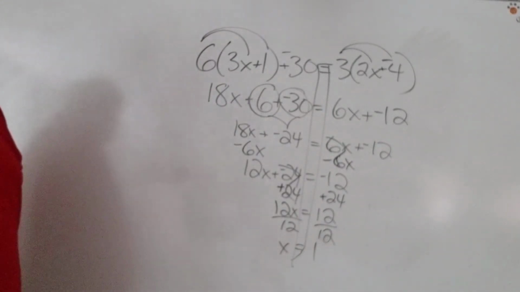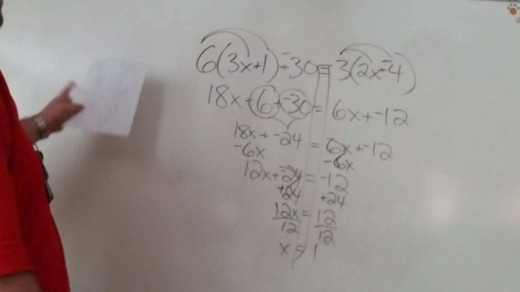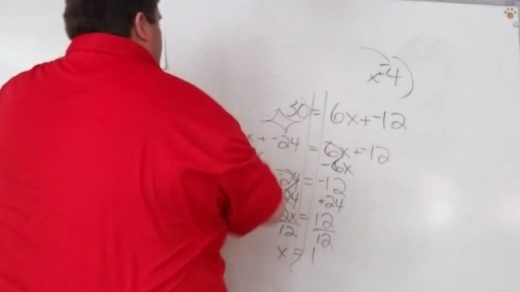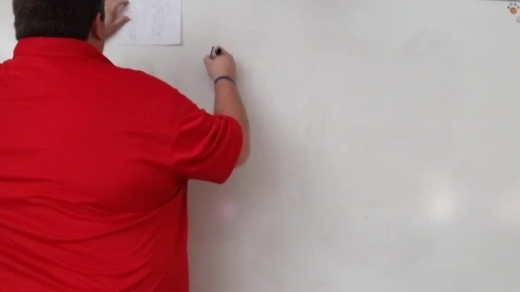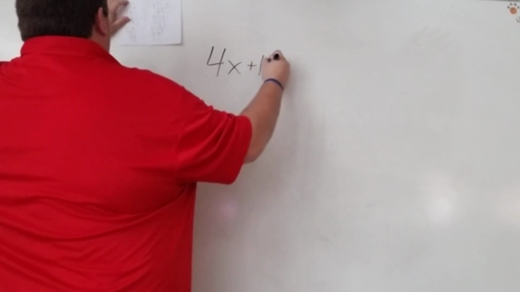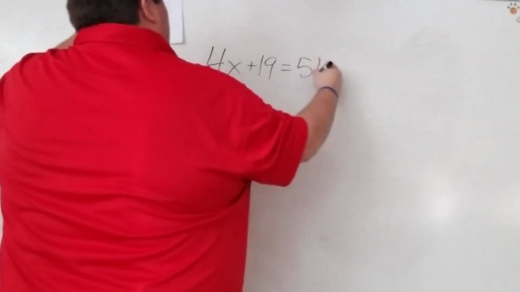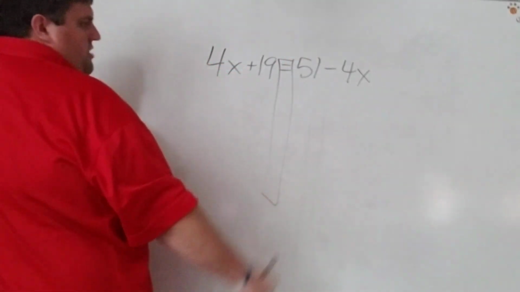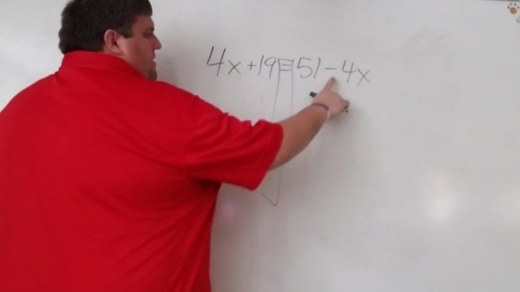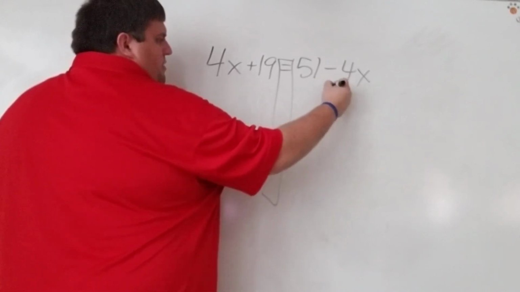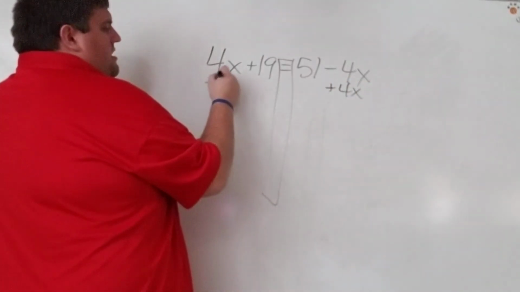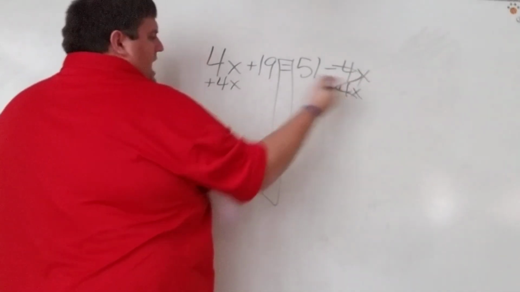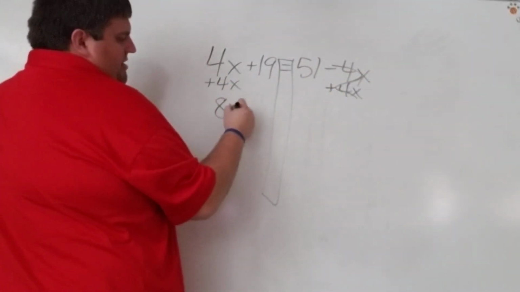Whew! Running out of steam. All right, 2 left. We got 4x + 19 = 51 - 4x. Now, at first glance, this might actually look like a special case. But notice that if I want to get rid of negative 4x, I can add 4x. And that's not going to cancel out. That's going to give me 8x over here.